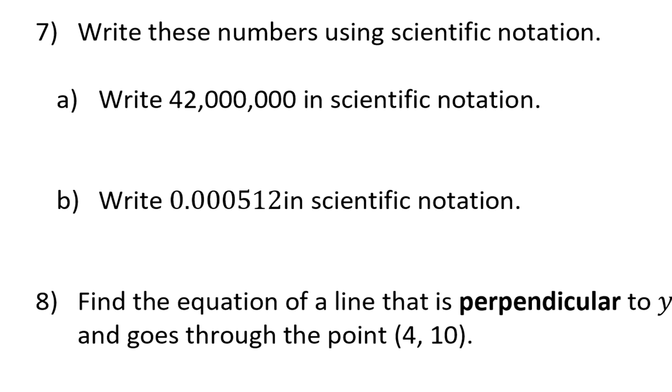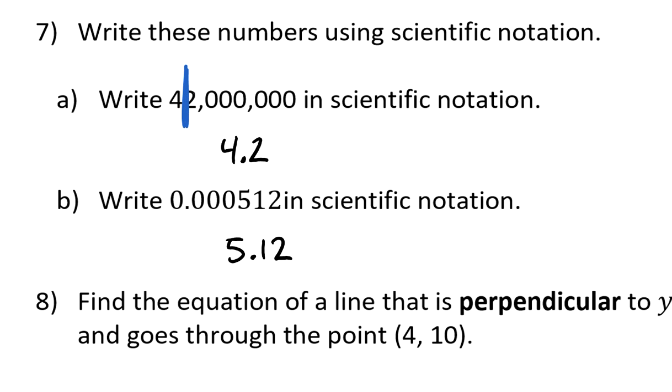Question 7 had two numbers and we were asked to write both of them in scientific notation. Here's how I approach these every single time. I start by writing the number with the decimal point where it needs to be. So I write 4.2. And I'll do the same thing for part B right now. It's going to be 5.12.